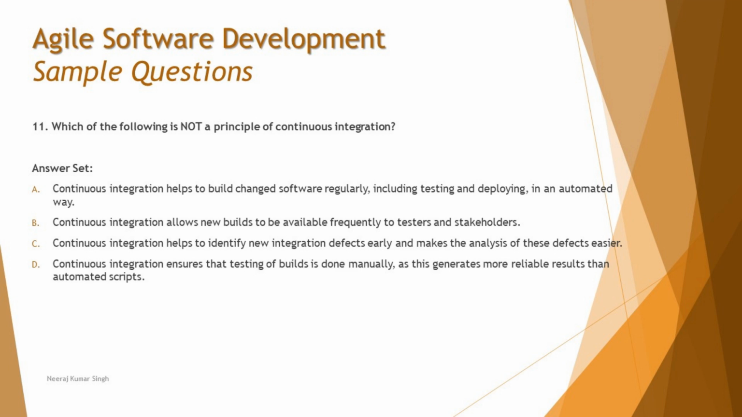Okay, so let's see the options here. Option A says continuous integration helps to build changed software regularly, including testing and deploying, in an automated way. Of course, that's the right answer to be talking about continuous integration. So this is a principle of continuous integration, and builds are done at least once per day with automatic deployment and executions of automated unit and integration tests bound together as a single pipeline, right?